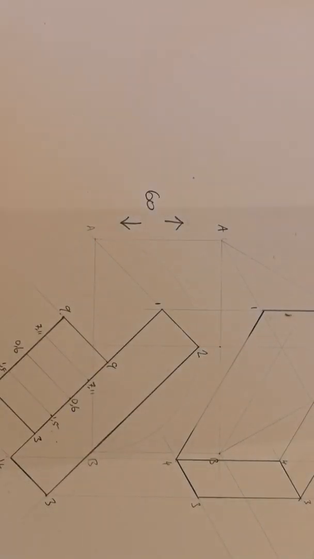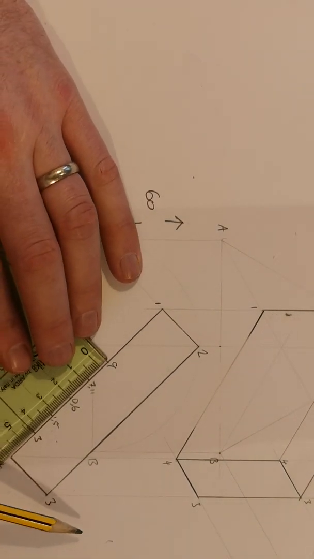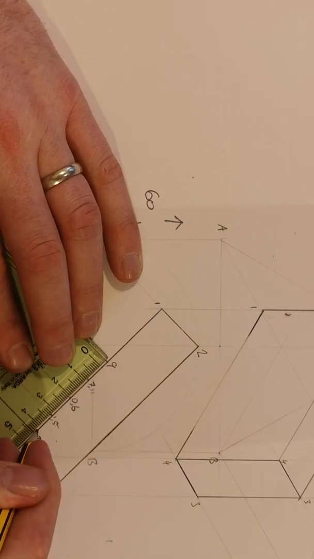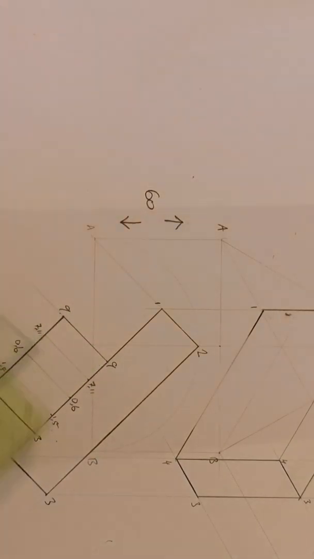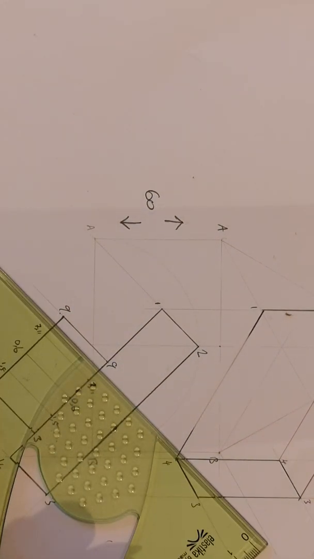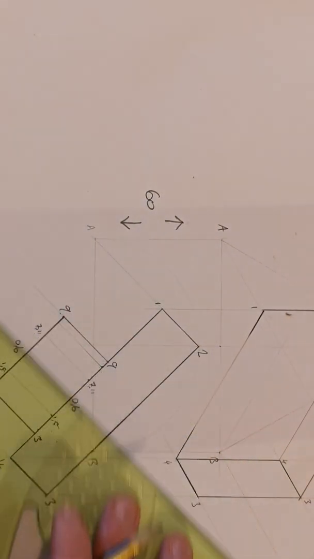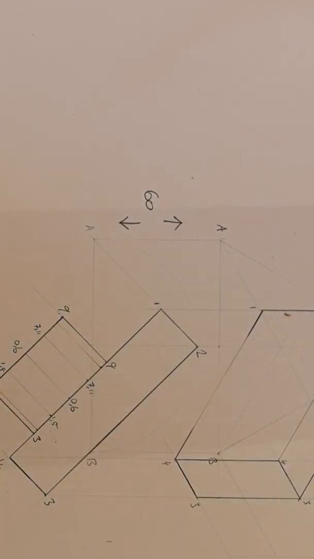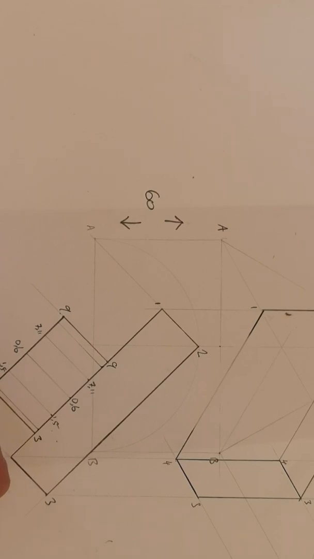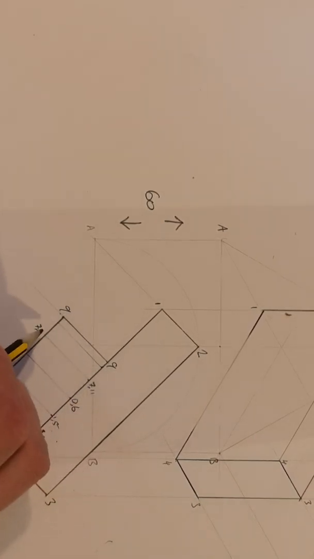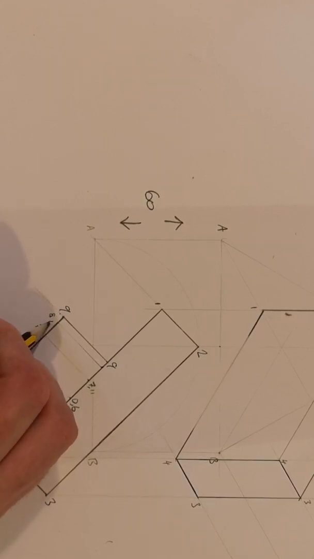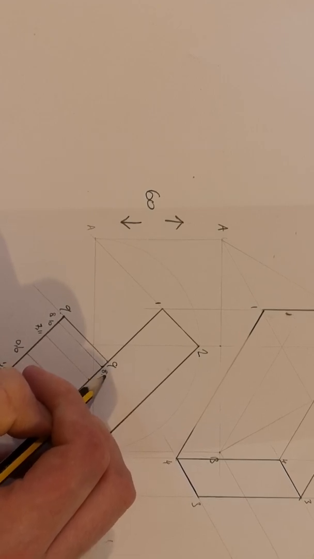Now I'm going to measure out 21 from the center, mark it here. Do the same on the other side. Draw my lines out lightly. Okay, so that's 2, 4, 2, 4, 8, 10, sorry, 8, 10, 8 and 10.